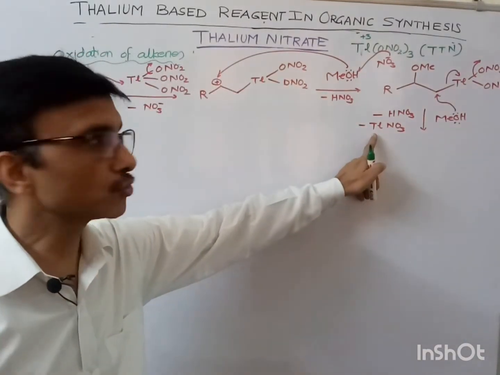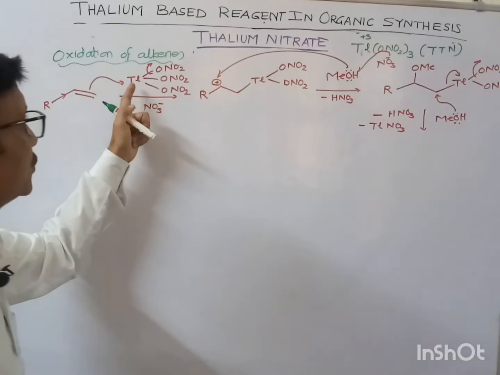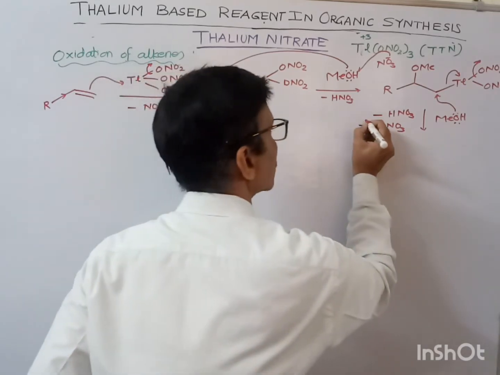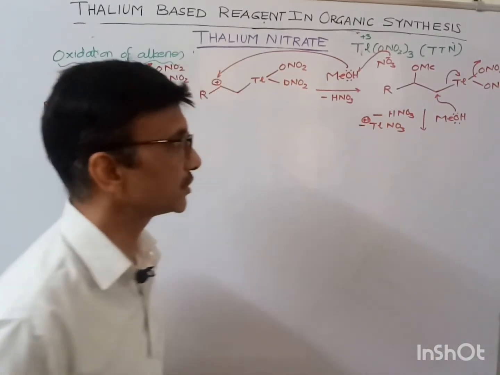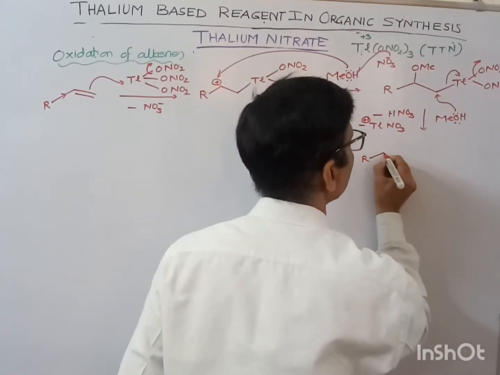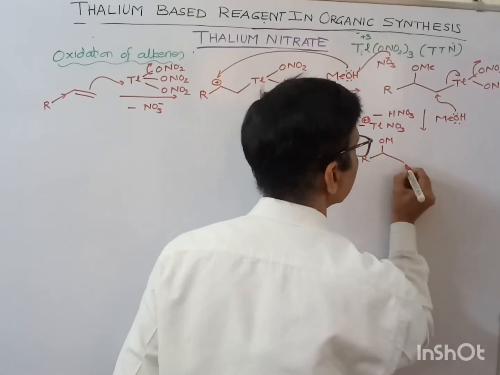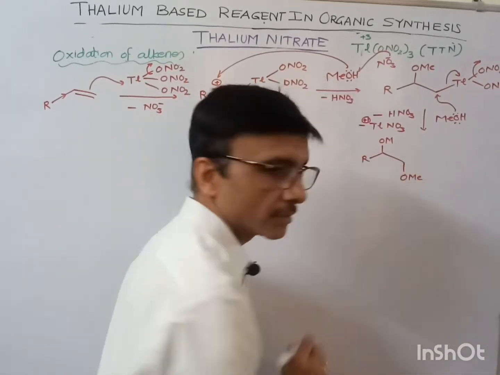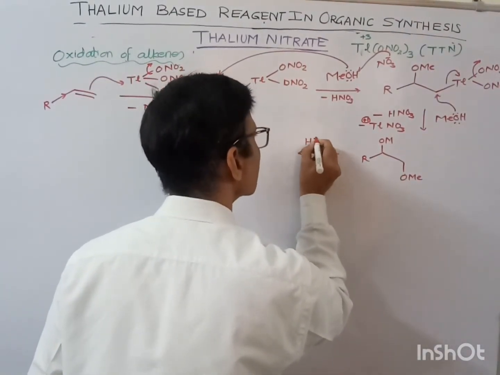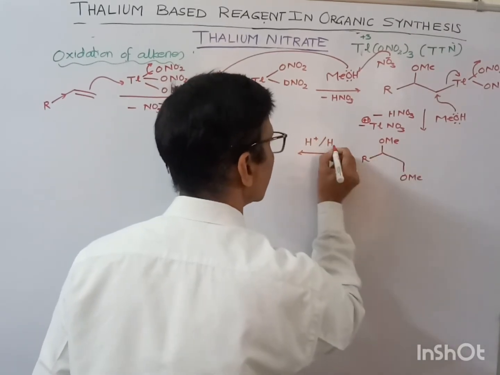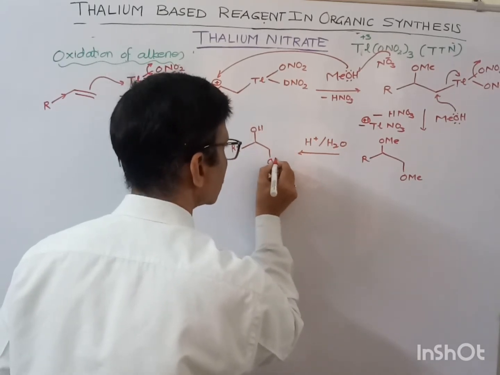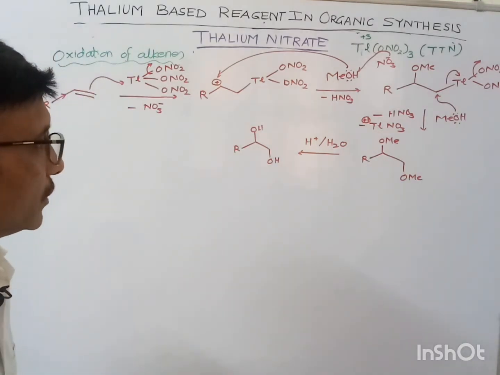Here, as you can see, the thallium which is present in the +3 oxidation state is now converted into the +1 oxidation state. Another methoxy group is added over here. Like this. In the next step, if we do the hydrolysis, what will we get? We will get OH over here, or it can be a diol.